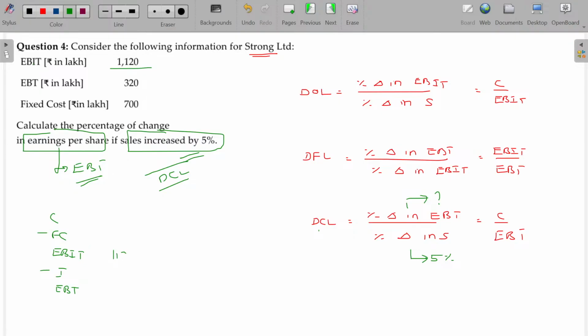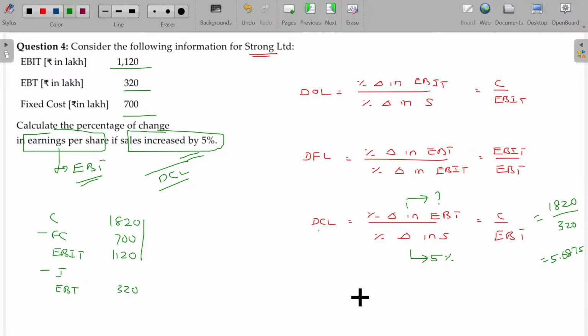EBAT being 1120, EBT being 320, fixed cost being 700. So contribution, by reverse calculation, gives us 1820. As per the formula, C being 1820 and EBT being 320, now get me the degree of combined leverage. It is 5.6875.